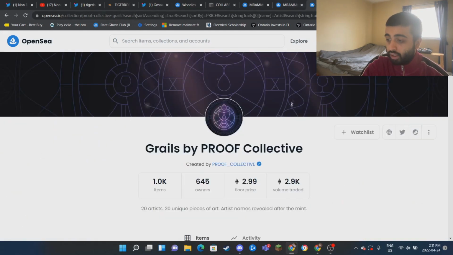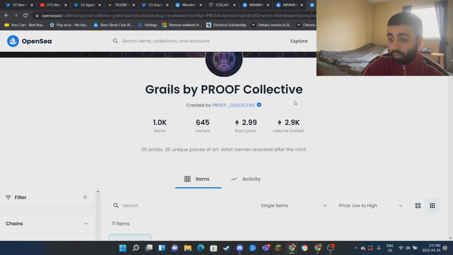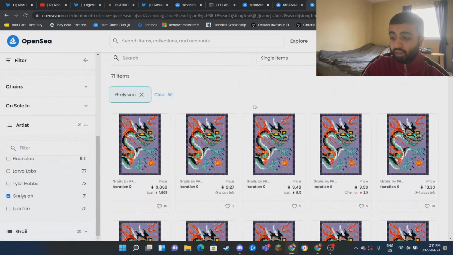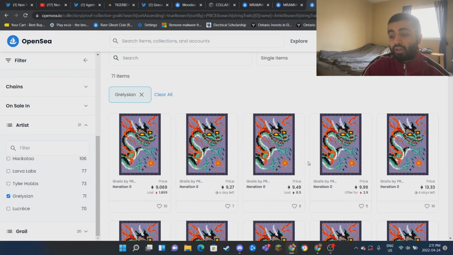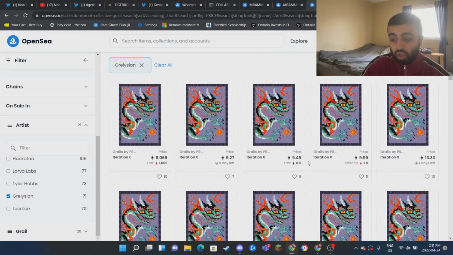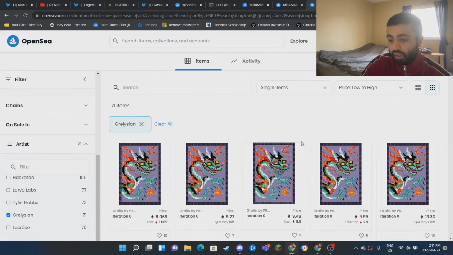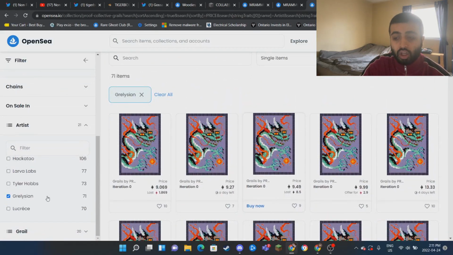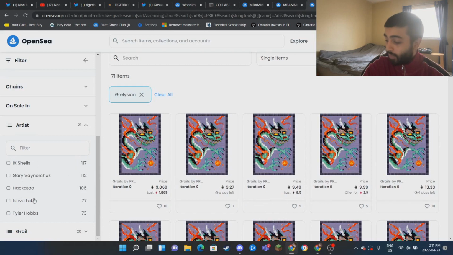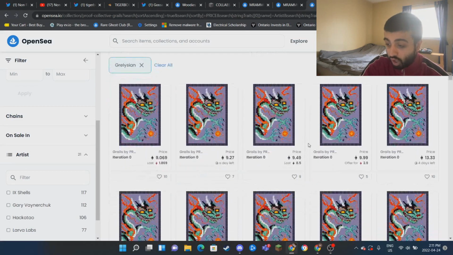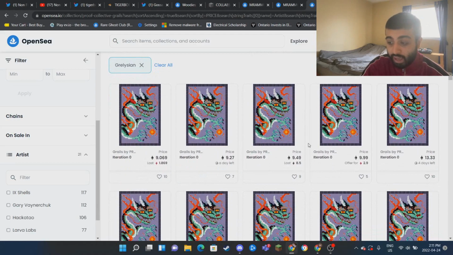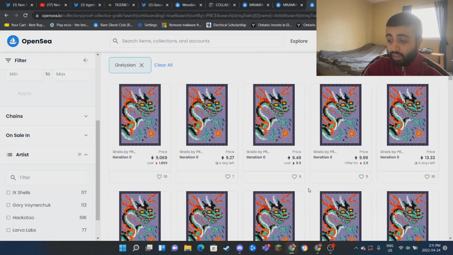And then we can also take a look at the Holy Grails by the Proof Collective. This is a Proof Collective project, which is a collection of 20 of the biggest digital artists in the space, some of them including Larva Labs, Tyler Hobbs, Gary Vaynerchuk, and Gossamer as well. So you can see Gossamer's piece. This also allows access to the allow list and is now sitting at a floor of 9 Ethereum.